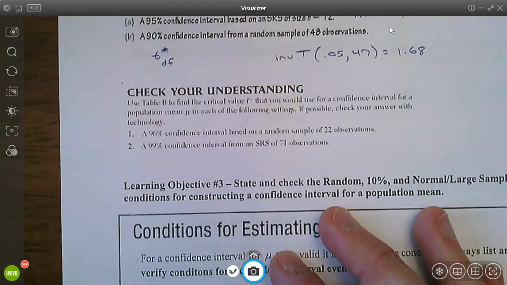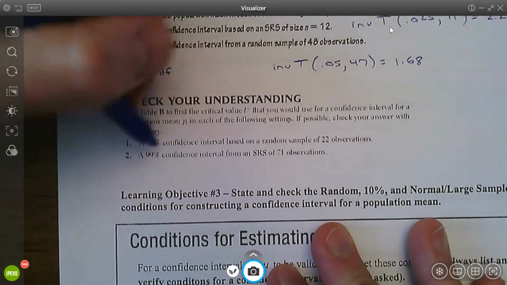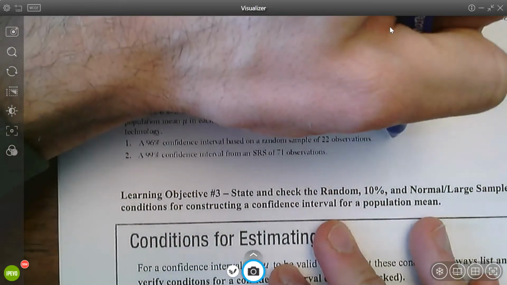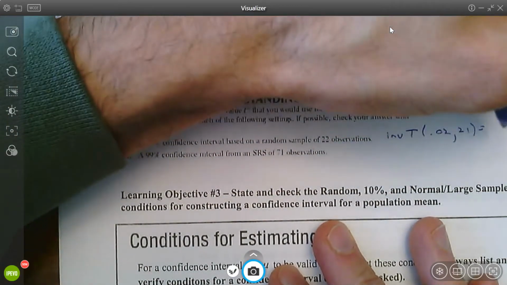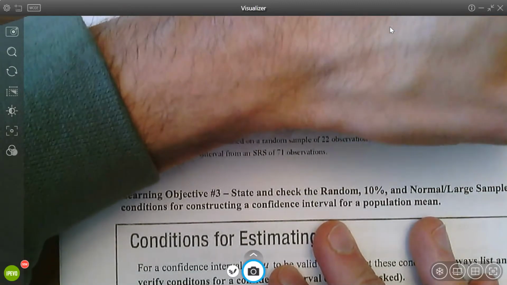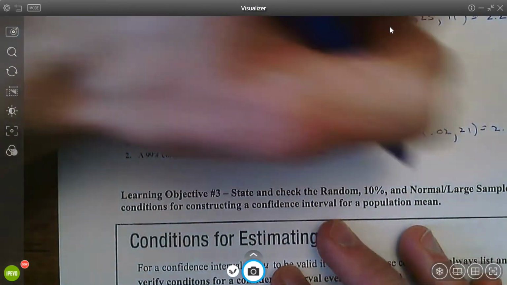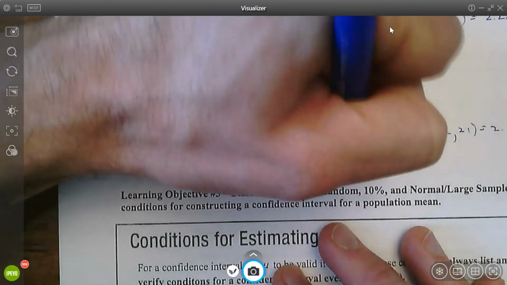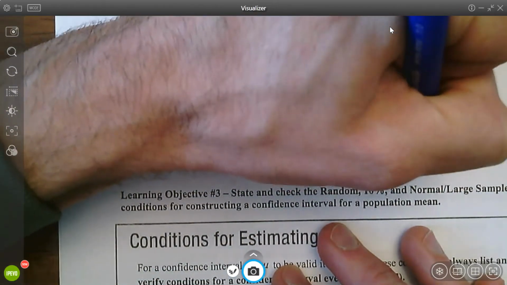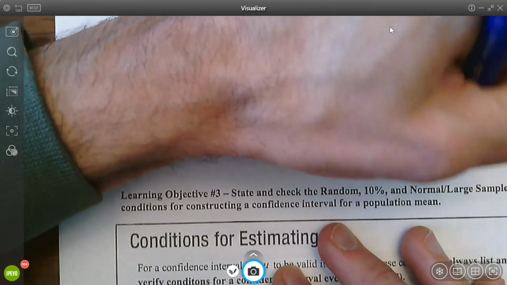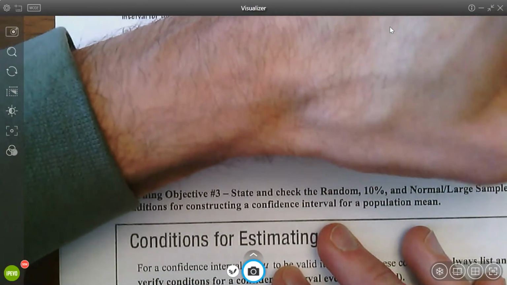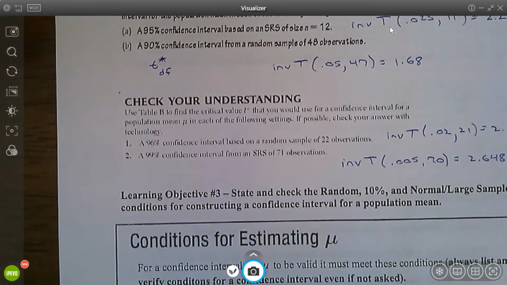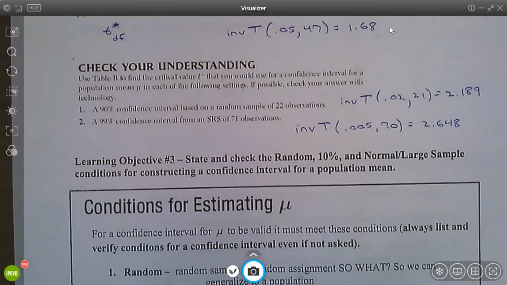They keep referencing table B. We're not going to use that. We're going to use our calculator. So in number 1, 96% leaves 2% in each tail. So this is going to be inverse T, 0.02 with 21 degrees of freedom, which is about 2.189 or 2.19. Second one, 99% confidence leaves 0.5% in each tail. 71 observations, so we have 70 degrees of freedom. And this is going to lead me to a critical value of 2.648. So you need to be able to take a confidence level and a sample size to find the critical value.